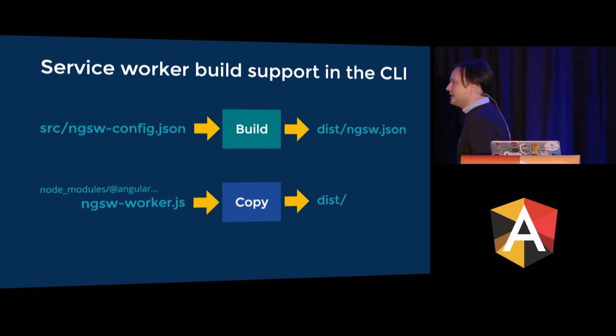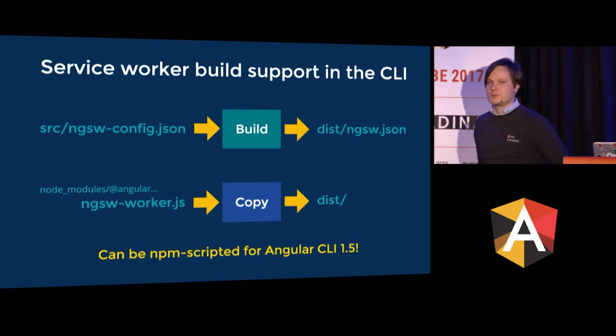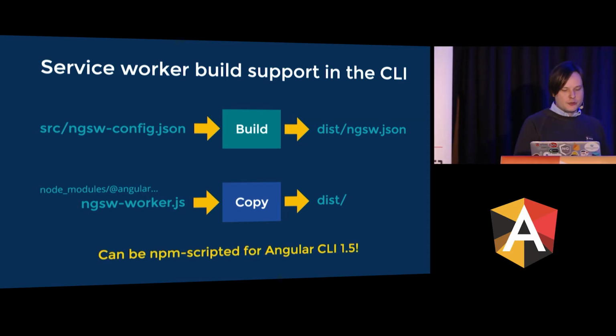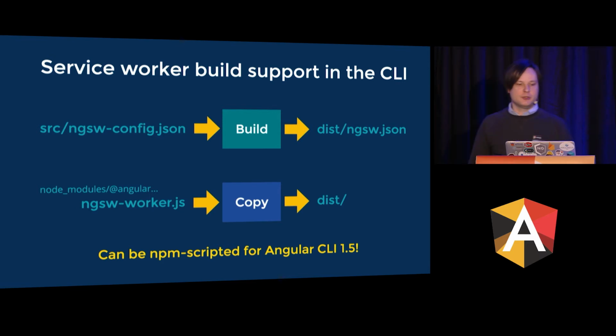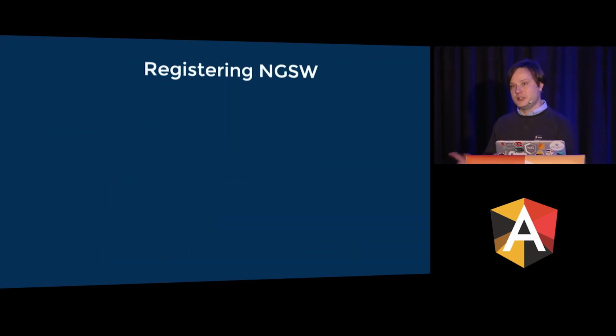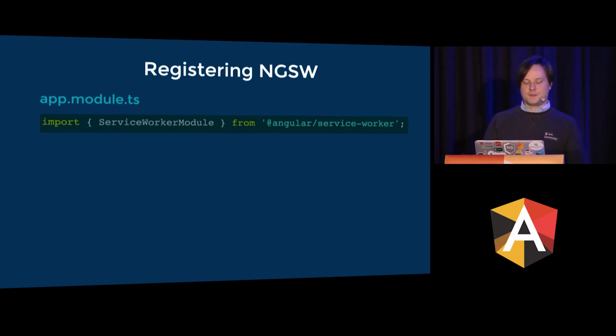Second, it just takes the ngsw-worker, the service worker itself, from some folder in node modules and copies it to this. So two simple actions. It means that we can even emulate this in Angular CLI 1.5 if you didn't upgrade to 1.6 yet, which is quite a real life case.